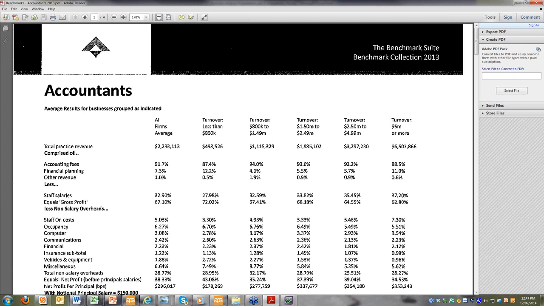So the important thing to remember with benchmarks, of course, is that they are averages, so there's always a range. The average falls somewhere within that range. The range could be very wide, or maybe not. Accounting practices, I would think the range would be reasonably narrow. Most firms would trade reasonably close to this.